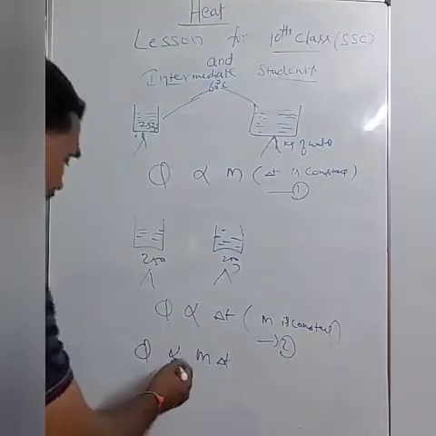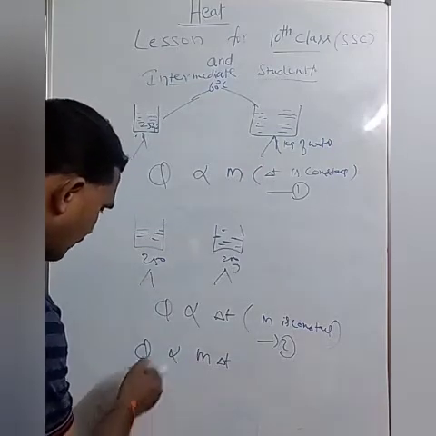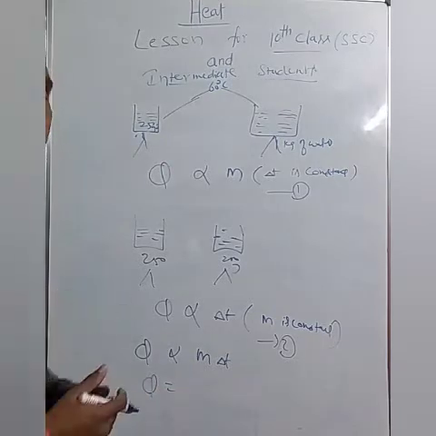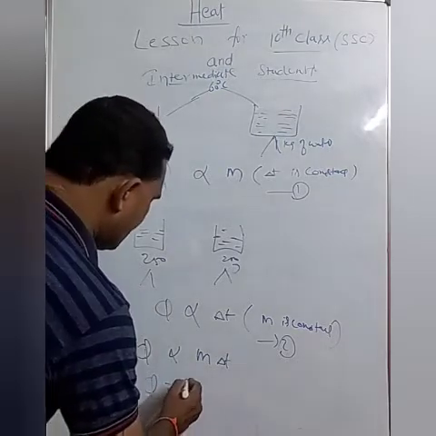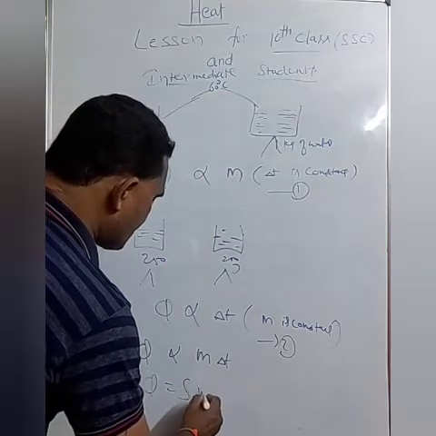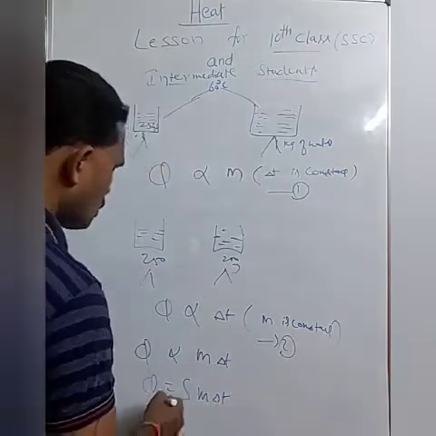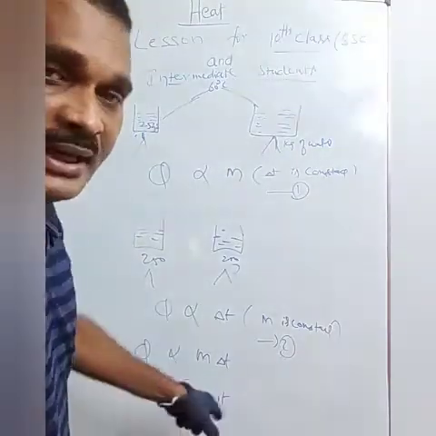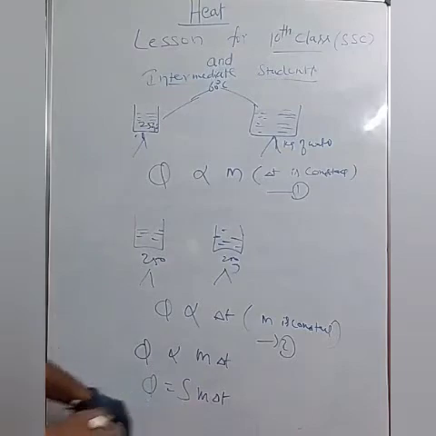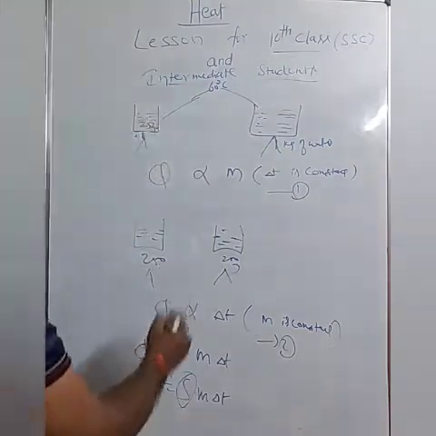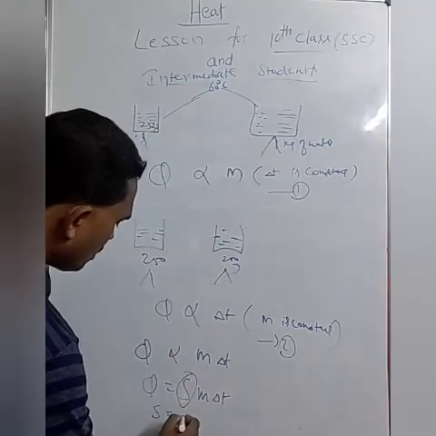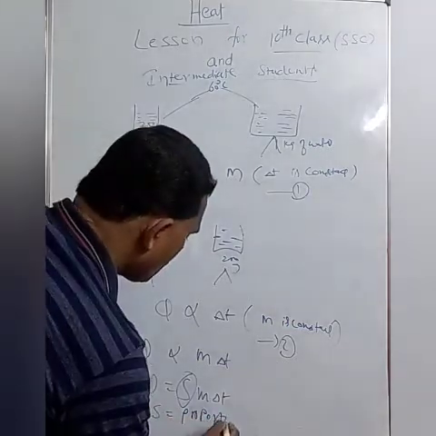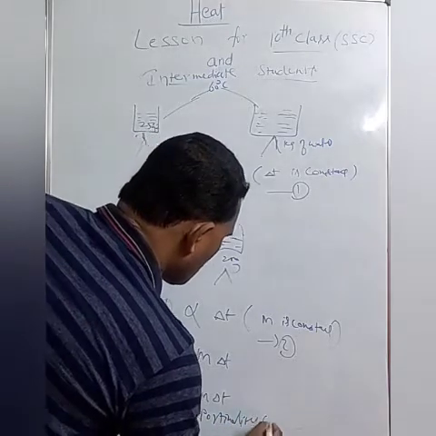If I remove the proportionality sign and want to write an equals sign, I must include a constant. That constant is S, so Q is equal to S m delta T. We already know that Q means heat, m means mass, and delta T means change in temperature. But what about the S? This S is called the proportionality constant.